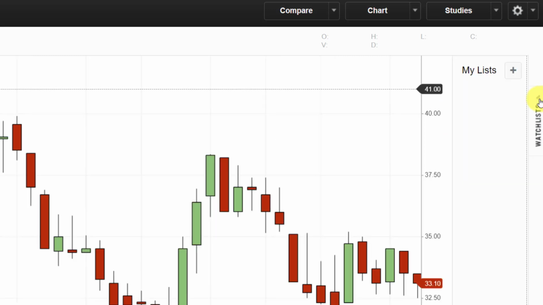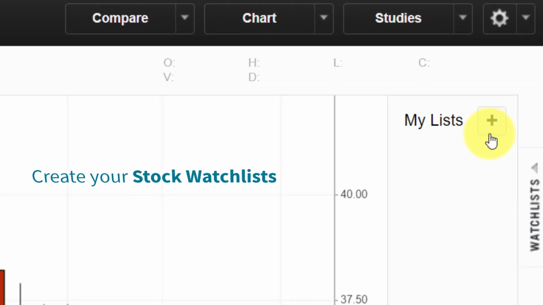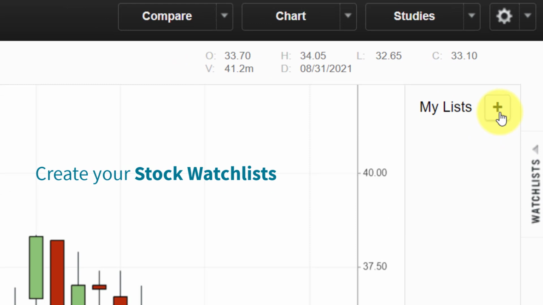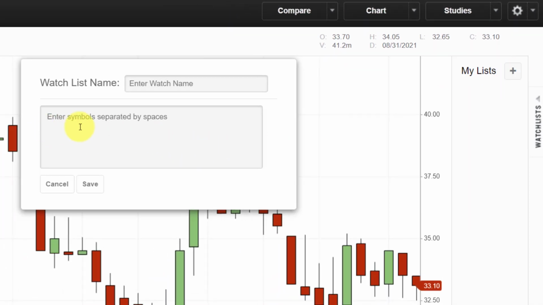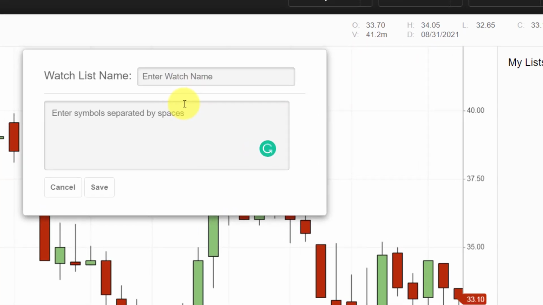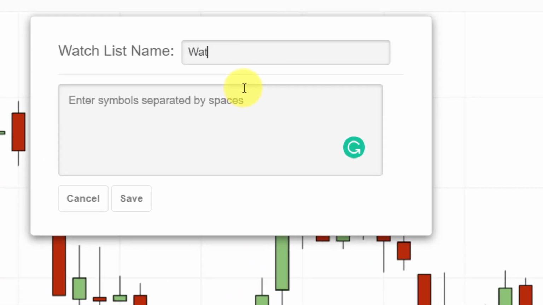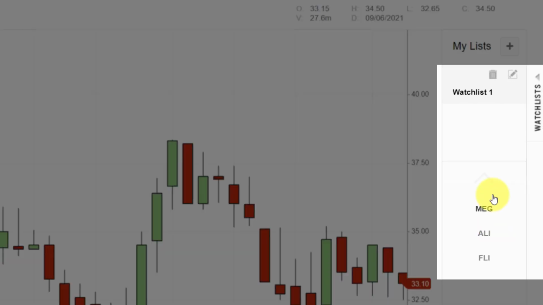Then finally, meron ditong options to create your watch list. So you simply have to click this plus icon and make sure to enter the symbols separated by space. So for example, I have here watch list 1. So you could put any other description. No? Let's say I like to put REGGG, REGGG, FLI. So these are all real estate companies. So click save and then makita natin siya dito.